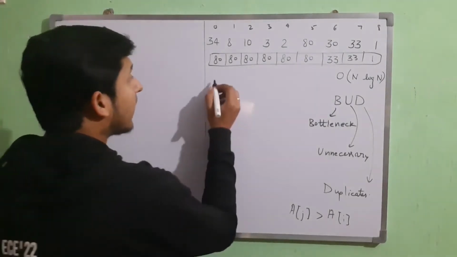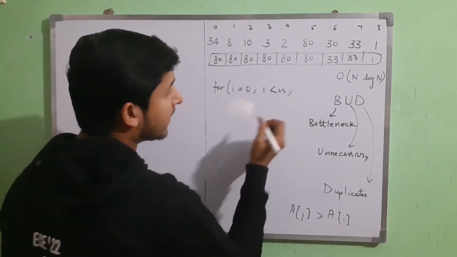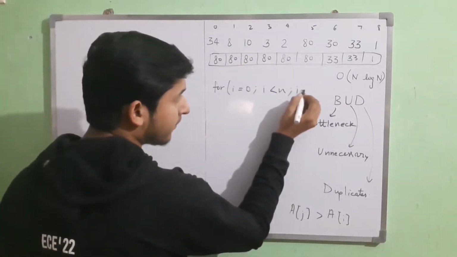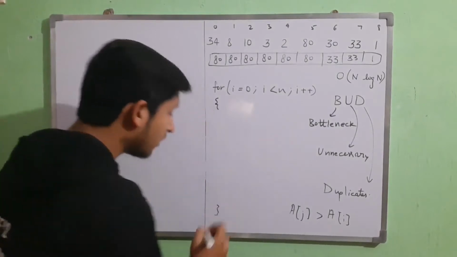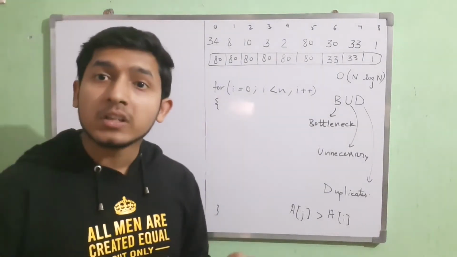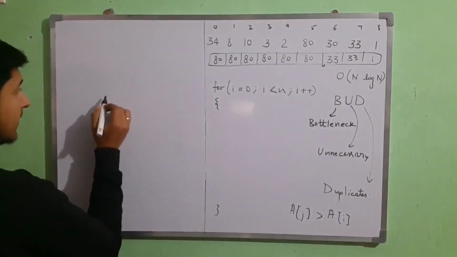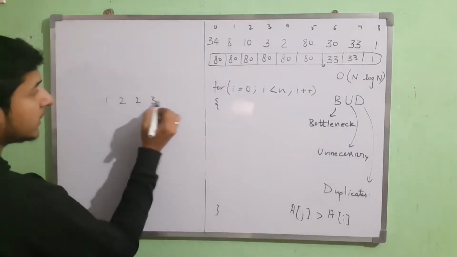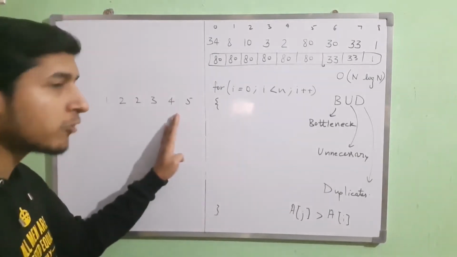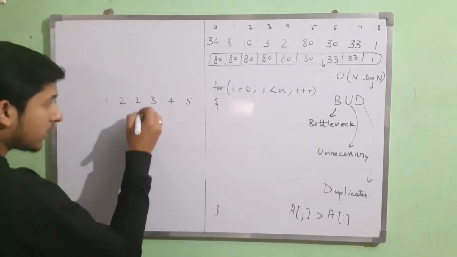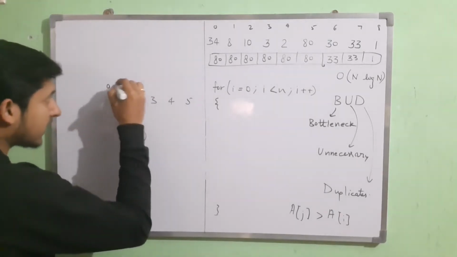And now for every i, where n is the size of the vector, I will just do an upper bound thing. Now those who don't know upper bound, let me tell you. If I have 1, 2, 2, 3, 4, 5, and if I am asked to find the upper bound of 2, then it will return this. This means index 2. These are indices.